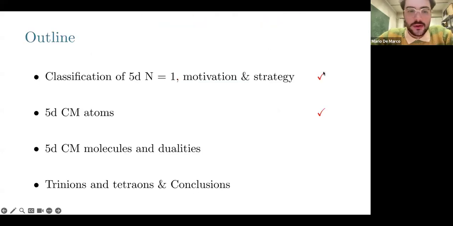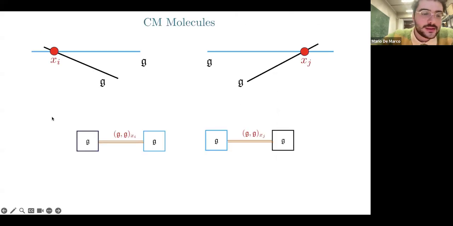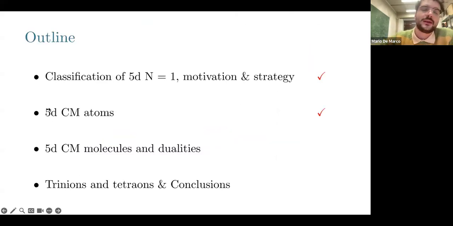Okay, so let's go on and let's talk about 5D conformal matter molecules instead. By molecules, I mean all the possible gluings of atoms, really in exact analogy with chemistry, that I don't know actually, but very well. We have our bunch of indecomposable building blocks that are the atoms, and we can glue them together via gauging. So now that we listed the specific kind of atoms in the previous section, I'm going to talk about how to glue them together to make molecules.